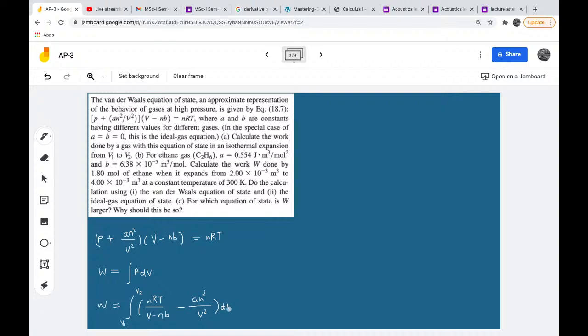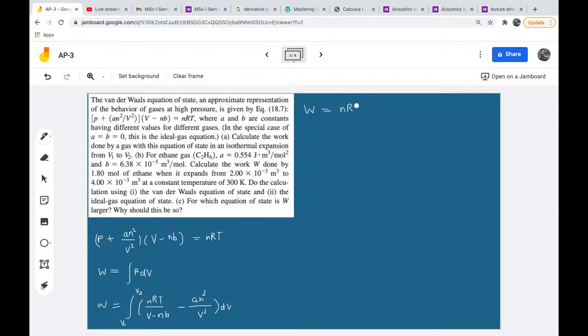Now what will be this integral? Most of you are math students. You are champions of solving these little integrals. So I will not get into the details of solving. You look at it. This is nRT. It says it's an isothermal expansion. So nRT is constant. So I can write nRT outside.